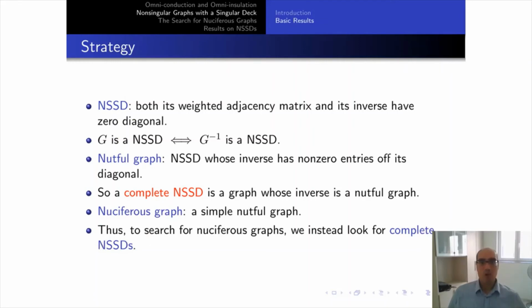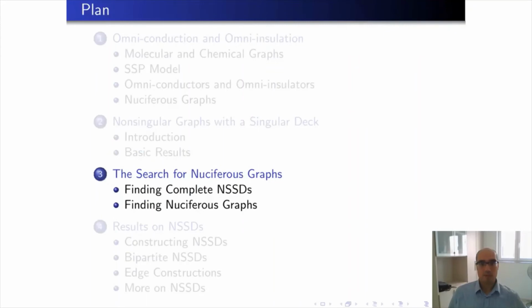If we find a complete NSSD, which means a complete graph with weighted edges, that is an NSSD, so whose inverse has zero diagonal, the inverse I've just mentioned will be a nut-full graph. If it so happens that this nut-full graph is not weighted, then we would have discovered a nuciferous graph. So that's what we're going to do now, trying to find complete graphs, complete NSSDs rather.